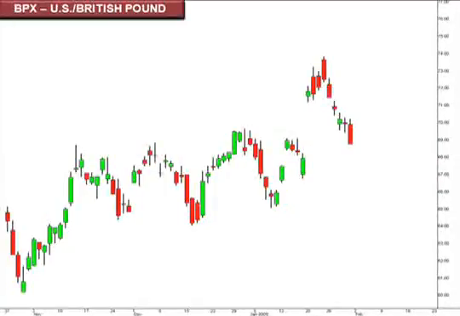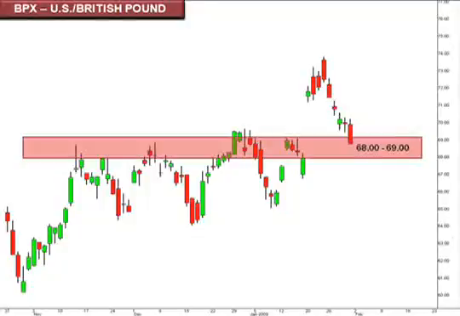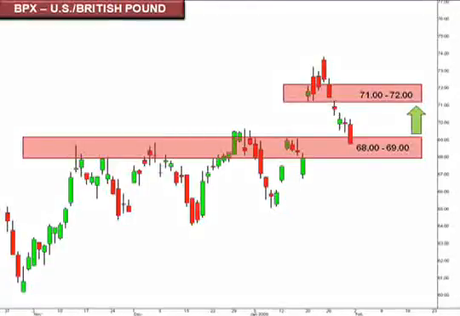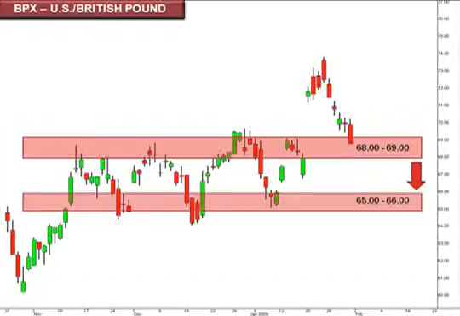Well, after an aggressive move to test as high as 74, the BPX, the US versus the British pound, has retreated back down to test support within that 68-69 focal zone. If the pair value holds here, we can expect another drive towards that 71-72 box. Now, although some consolidation here is to be expected, further declines will have us targeting all the way back down to that lower support between 65 and 66.